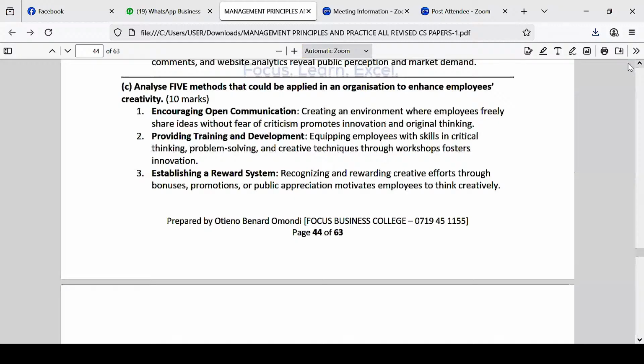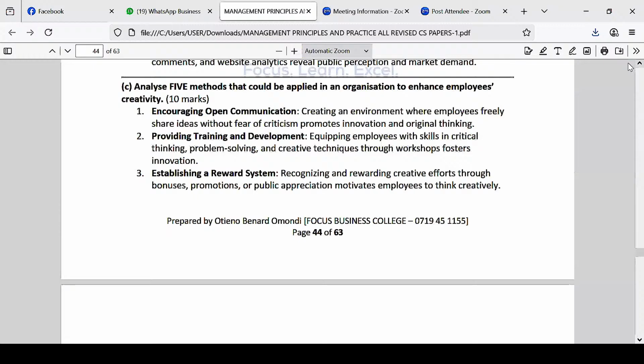Number two is providing training and development. You can also train people on areas of creativity. A well-trained employee is able to be creative. Equipping employees with skills in critical thinking, so that they think more than the ordinary person. Critical thinking, problem solving. If there's a problem, they can come up with a creative way of solving the problem. Creative thinking techniques through workshops foster innovation. So you can do a workshop, and that can really help them.